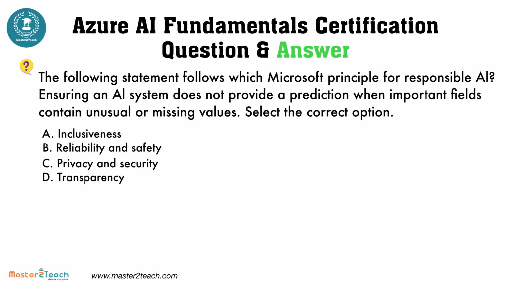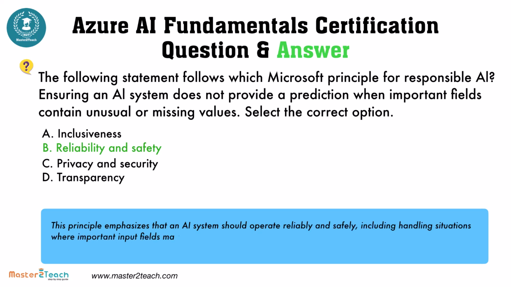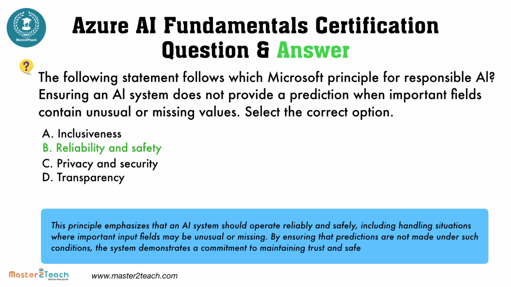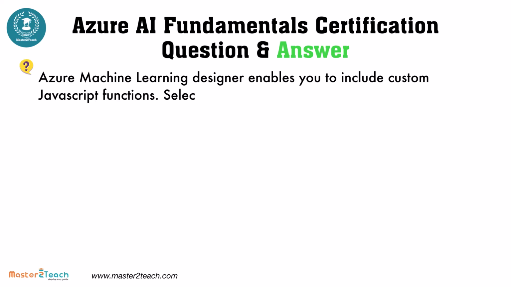The correct option is reliability and safety. This principle emphasizes that an AI system should operate reliably and safely, including handling situations where important input fields may be unusual or missing. By ensuring that predictions are not made under such conditions, the system demonstrates a commitment to maintaining trust and safety in its operations. Azure Machine Learning Designer enables you to include custom JavaScript functions.